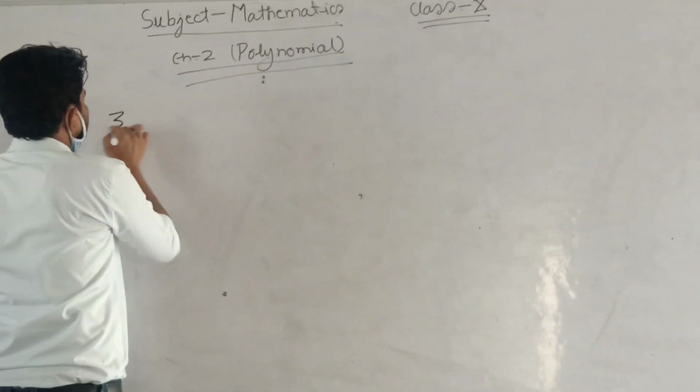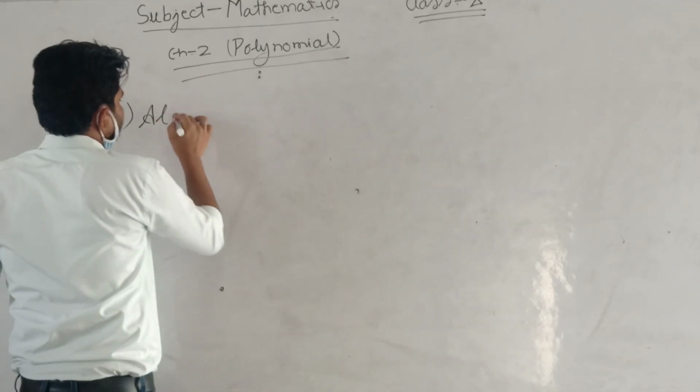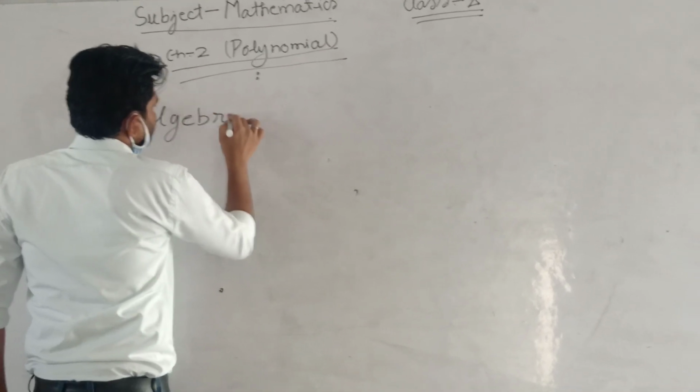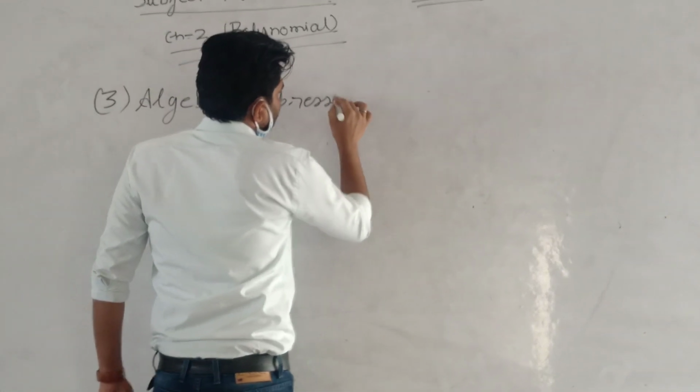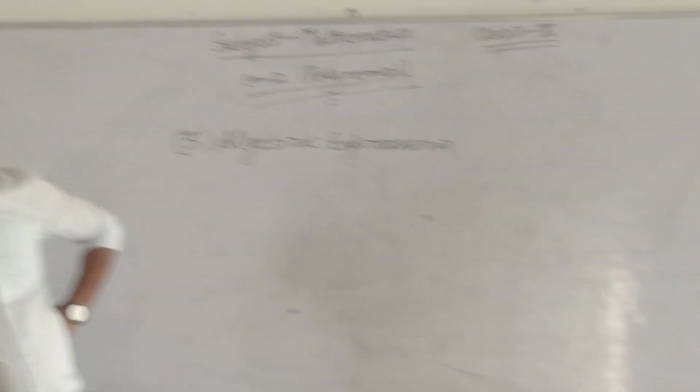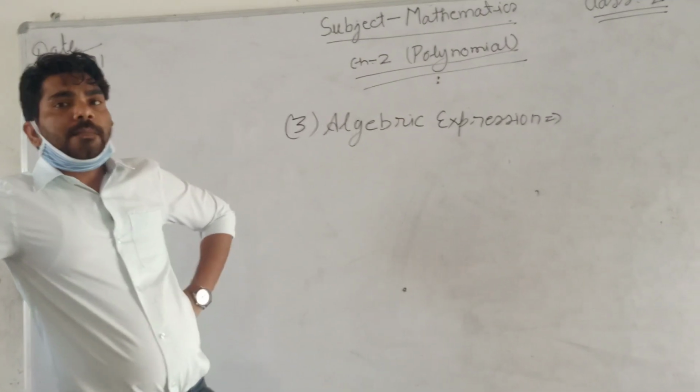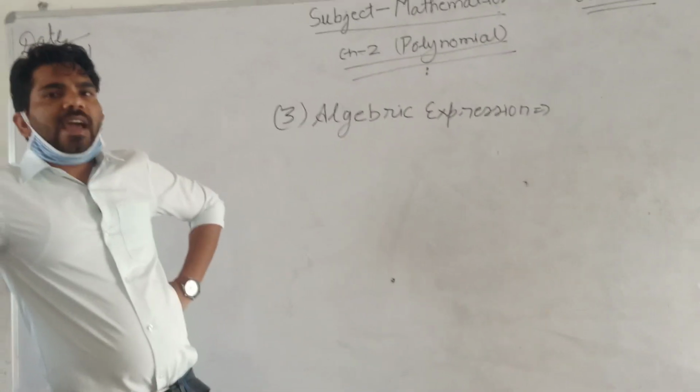Third is algebraic expression. What is algebraic expression? Algebraic expression is the combination of constant and variables connected with some operations like plus or minus.